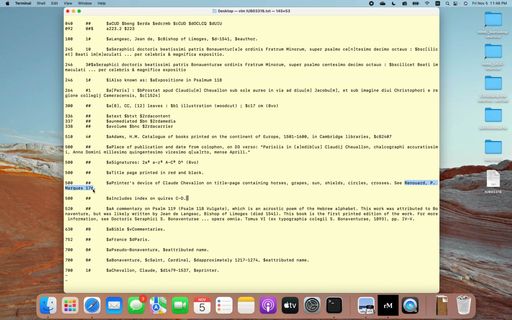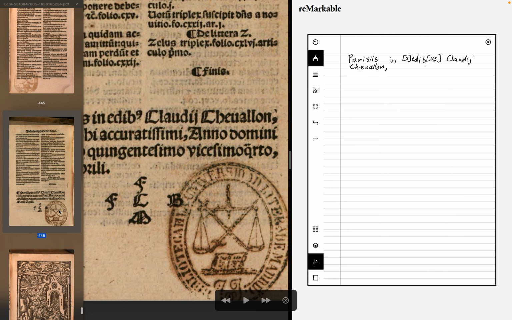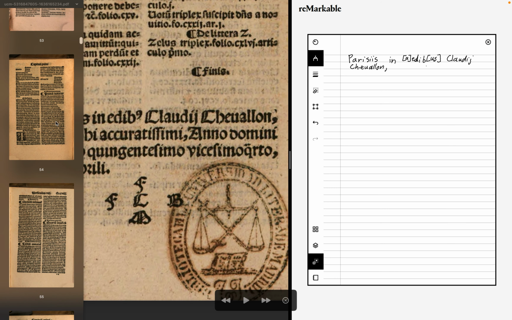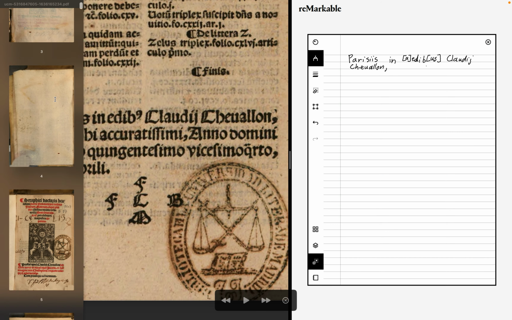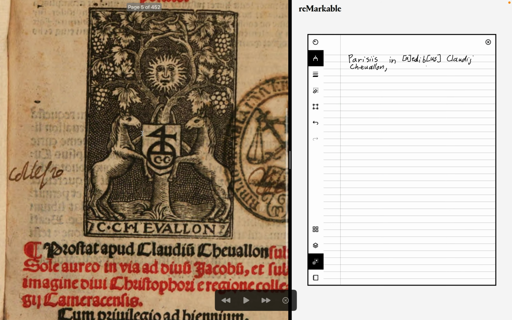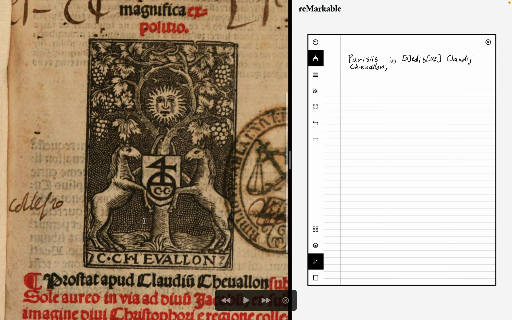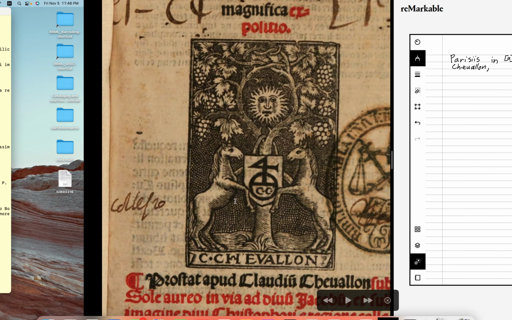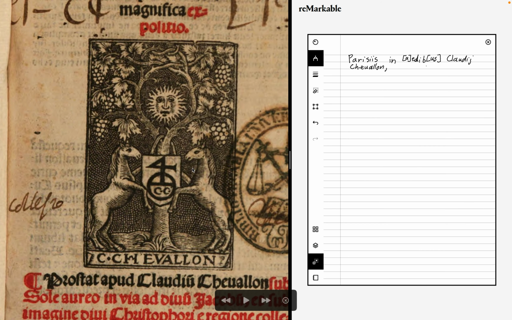And then I see, okay, it turns out this is a citation. I'm not making a 510 with a 4 note for the printer's device, but I'm just saying you can look up this person in printer's devices, number 176 describes the title page. Printer's devices containing horses, grapes, a sun, shields, circle, and crosses. So I just thought that would be nice to put in the note since I already went and found the information. And I think that is a good description. You got grapes, sun, horses, shields, circles, cross. Great.